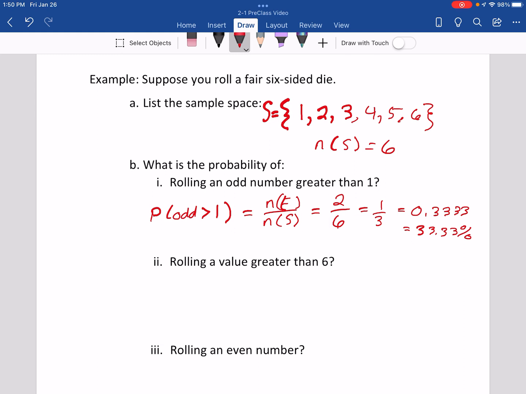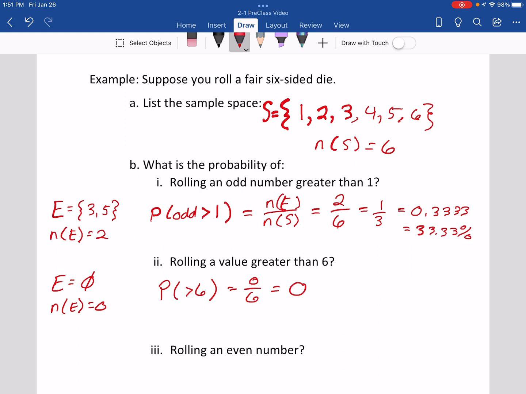Since we wrote the cardinality of S and wrote S out, could we write E so we can see it and write the cardinality of E? E was 3 and 5. Those are the only 2 things that meet the requirement, odd and greater than 1. So the cardinality of E was 2. Okay, rolling values that are greater than 6. Let's write our E out. E would be the empty set. There are no values greater than 6, so the cardinality of E is 0. That would be 0 over 6, or just 0.